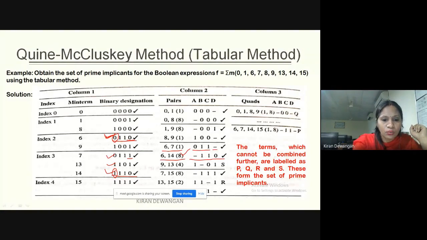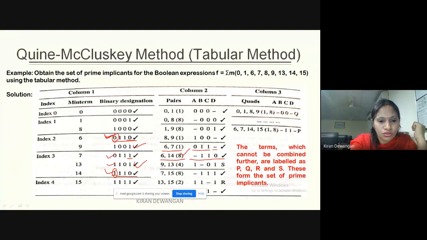Now we'll check with 9. 9 and 7: will it form a pair? No, 9 and 7 will not form a pair. 9 and 13: will it form a pair? Yes, it will form a pair.